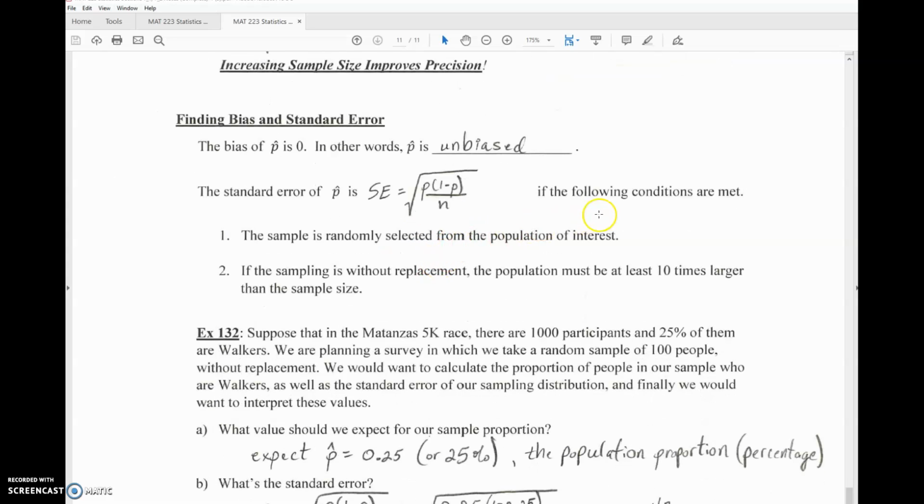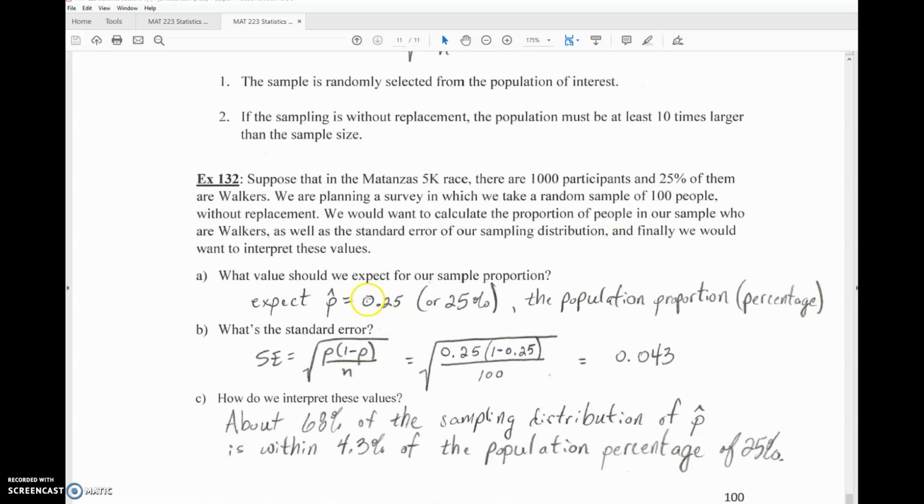Okay, now the following conditions have to be met. The sample has to be randomly selected from the population of interest, and if the sampling is without replacement, the population must be at least 10 times larger than the sample size. So we'll always need to make sure our sample is random and that the population that we're pulling from is at least 10 times larger than the sample size.